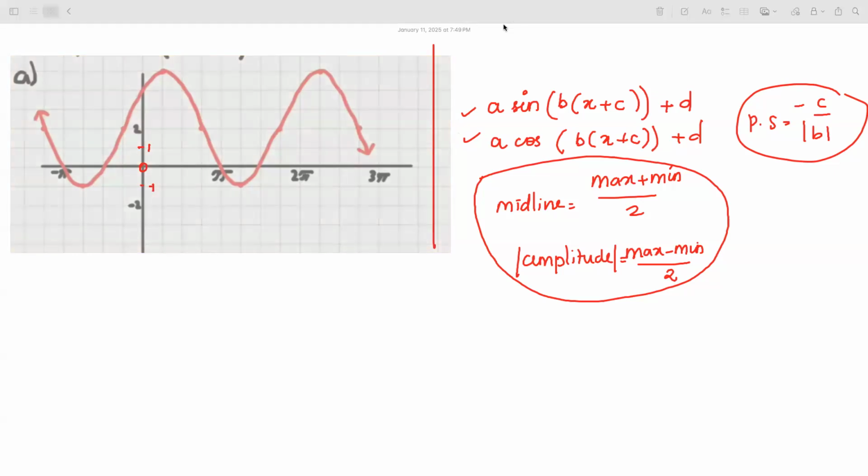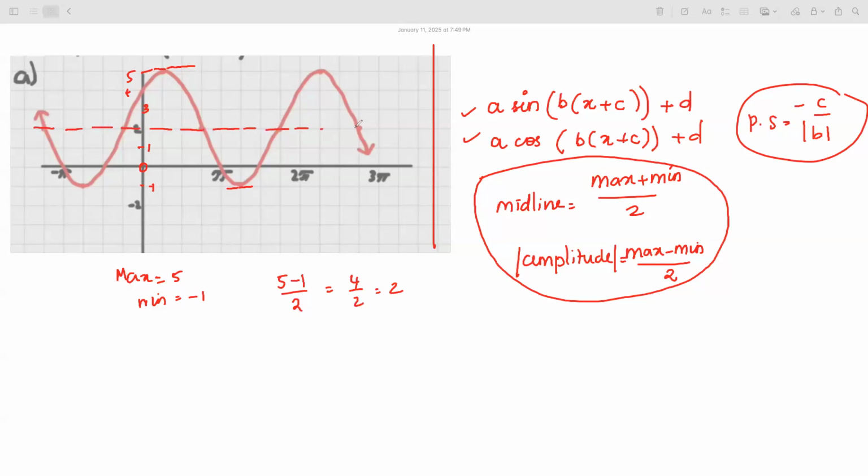I'll redo it. Okay, so let's see where the midline is. What is the midline, first of all? This is the max, right? This is the min. So max is 1, 2, 3, 4, 5. This is how I would do it. Max is 5, min is minus 1. So what is the midline? I've already given you the formula here. Midline is max plus min divided by 2, which is 2. So 2 is the midline.